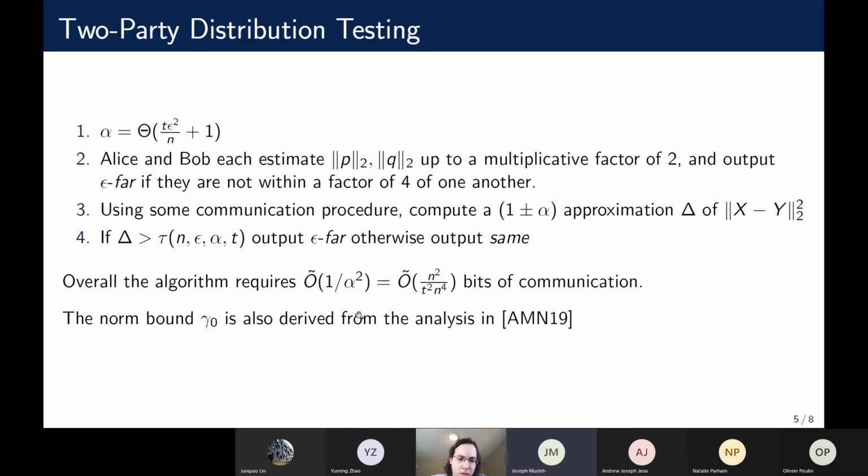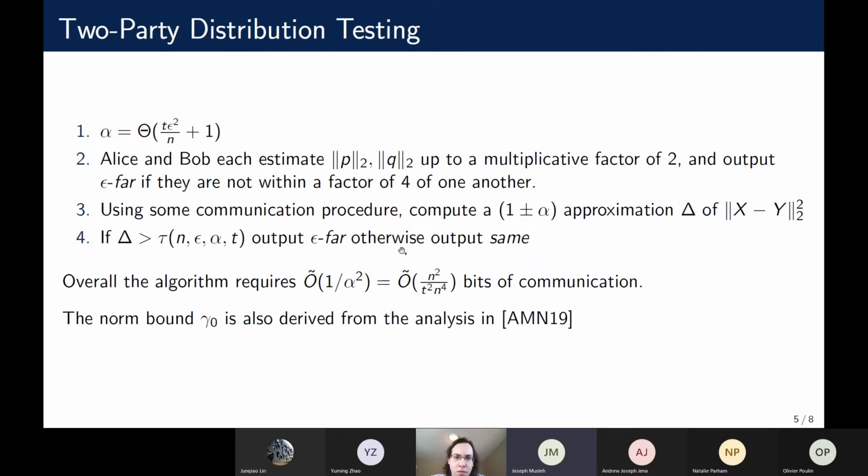So the algorithm itself is not too difficult. We're going to set the approximation parameter to be theta of t epsilon squared over n. Initially, Alice and Bob will estimate their two norms individually up to a multiplicative factor of 2, and they'll output epsilon far if they're not within a factor of 4 of one another. Then, using some communication procedure, either classical or quantum, they compute a 1 plus or minus alpha approximation of the two distance between the occurrence vectors x and y. Then they compare it to some test threshold and output epsilon far if it beats it, and otherwise output that the distributions are the same. In the classical case, it requires roughly O of 1 over alpha squared bits of communication, which is roughly quadratic in n and t. And the norm bound of gamma naught that they stated in their theorem is also derived from this analysis.